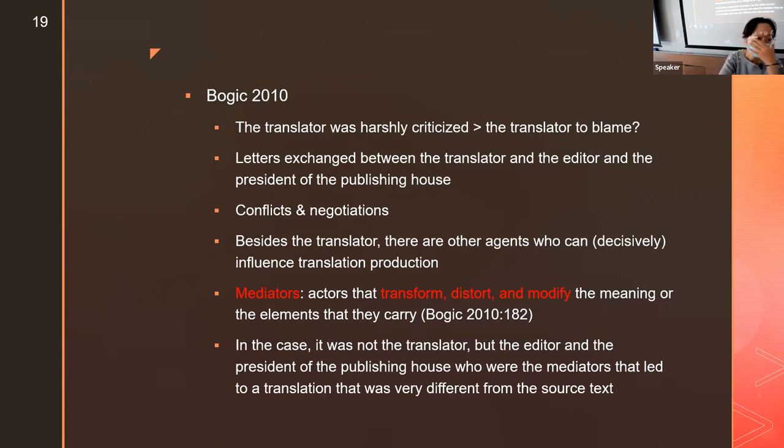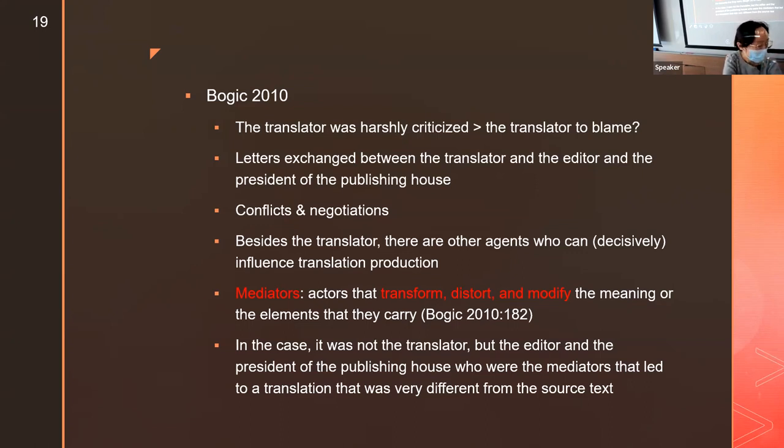In Bojik's research, why did Bojik choose to study the translation of Le Deuxième Sexe? Because she explained that the translator of Le Deuxième Sexe was harshly criticized by literary critics, and because the translation was very different from the source text, with many deletions. Bojik asked the question: is the translator to blame for the so-called bad translation?